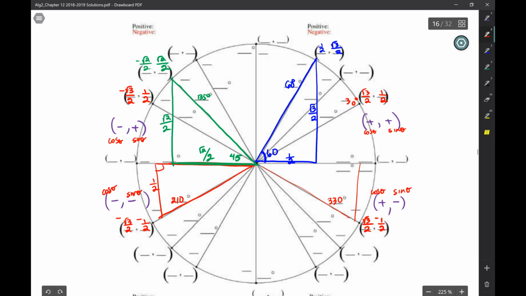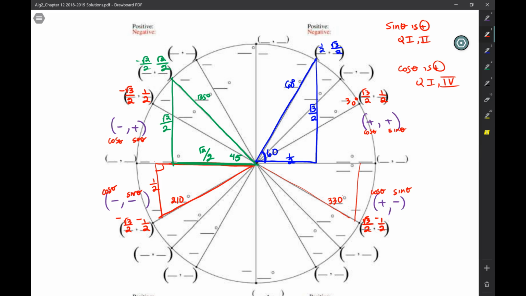Can you name all of the quadrants where sine is positive? Sine of theta is positive in quadrant 1 and quadrant 4, right? How about cosine? No, it's not positive. It's 1 and 2. I'm so sorry. 1 and 2. What about cosine? 1 and 4.